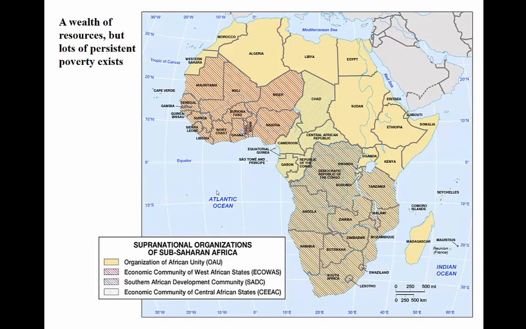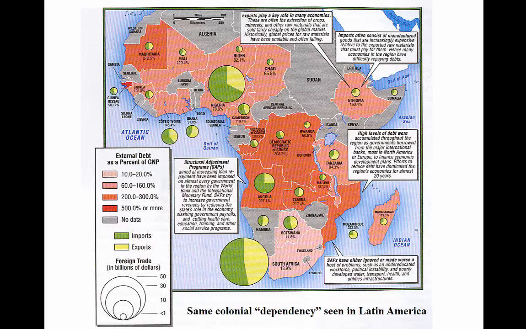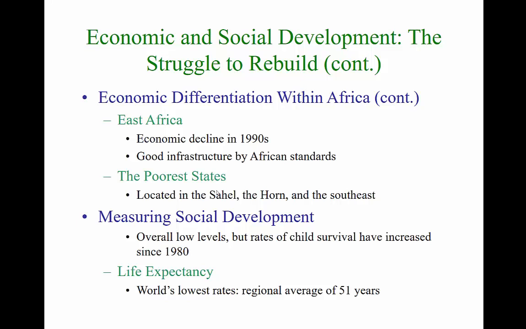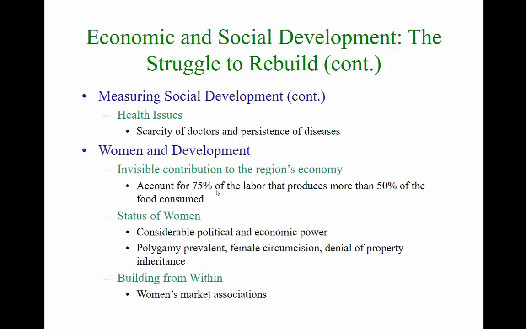So there's a wealth of resources, but still a large schism between your rich and your poor. And we can definitely see some differences between the two within this region here. So South Africa, a lot better life expectancy, quality of life than your poorer states in the Horn of Africa, like Somalia and Ethiopia. And then that's about it for Sub-Saharan Africa.